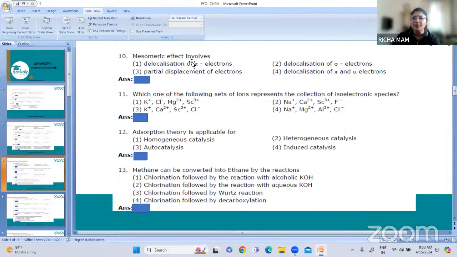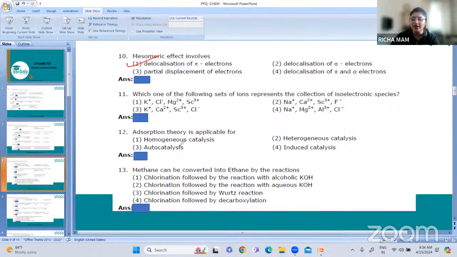So next question, mesomeric effect involves. What does mesomeric effect involve, students? Delocalization of pi electrons, delocalization of sigma electrons, partial displacement of electrons, or delocalization of pi and sigma electrons. Yes, Vilinga Kani has answered it as delocalization of pi electrons. Yes, it is correct.